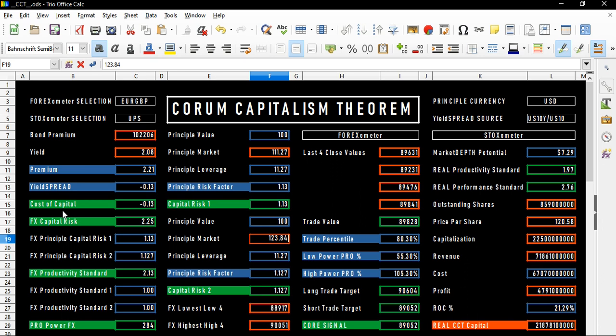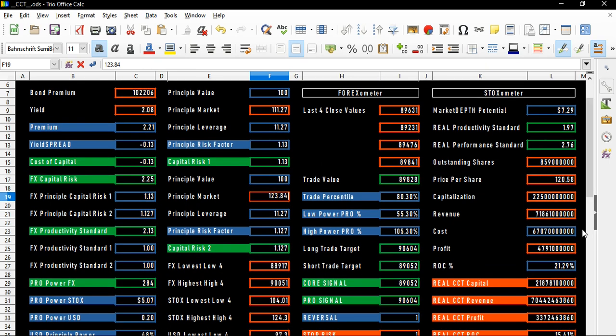All right, then we have the cost of capital, okay, which is the same as the yield spread. Then I have the Forex capital risk, okay, that's the total capital risk in the Forex market. Now, capital risk means that's how many pips that I can lose and still be correct on the trade. All right, so in some currency pairs, that could be as many as 40. In this one, it's 2.25, euro, British pound. All right. Then I have the productivity standard.